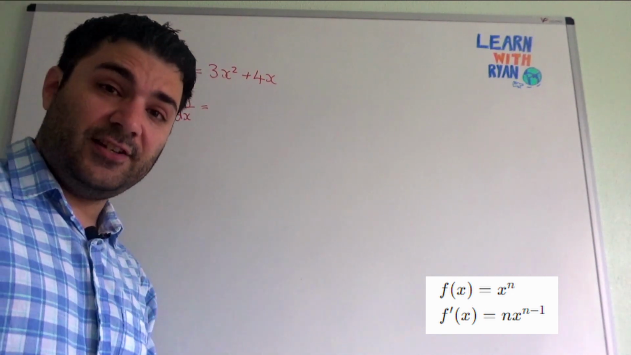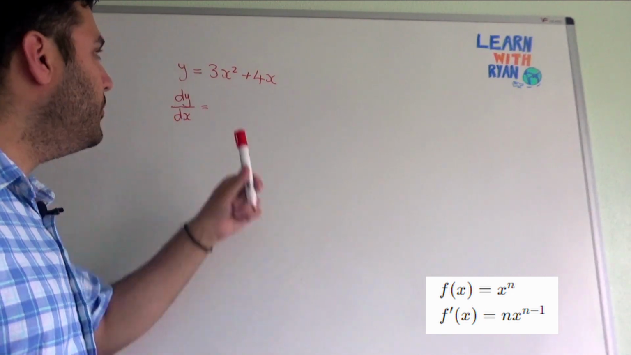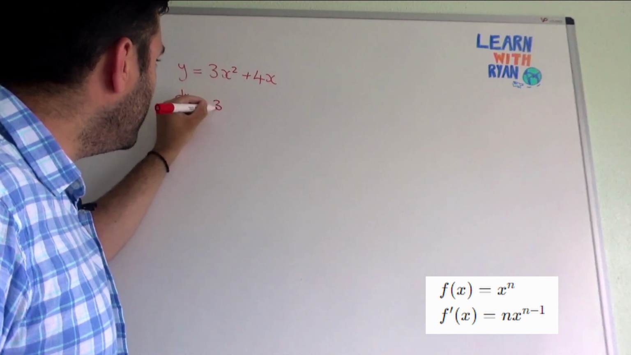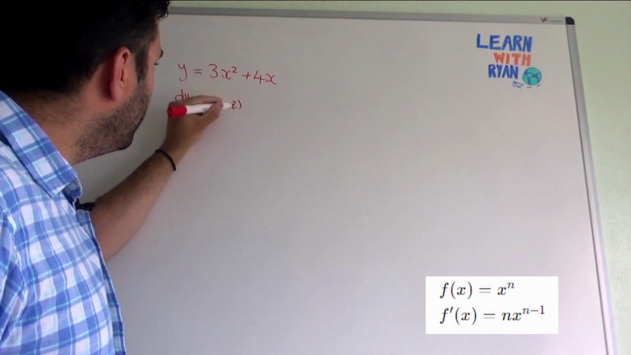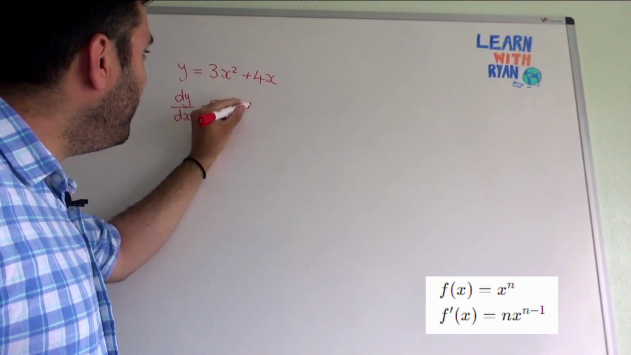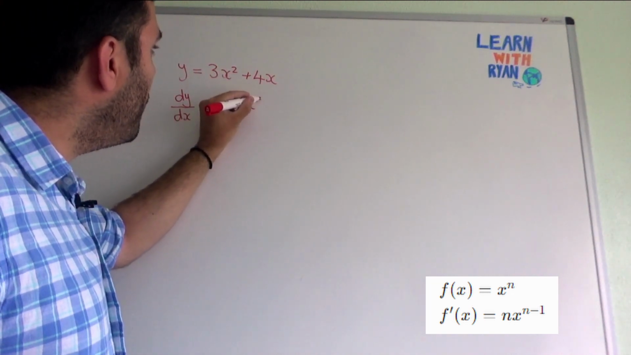So again, to differentiate that, what we need to do is bring the power down. So we end up with 3 times 2, so 3 times that power. And then we decrease that power by 1. So 2 minus 1.